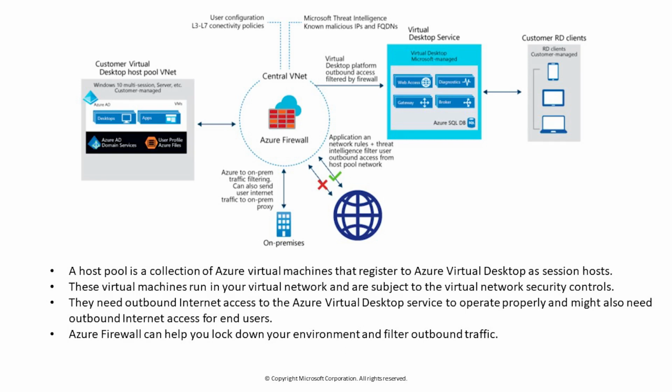Now, this particular firewall is also being configured in cloud. It's again a PaaS service, and it does require a dedicated subnet. And the good part is the user configures the L3, L7 connectivity policies. It can be beneficial in terms of Microsoft threat intelligence. It can identify known malicious IPs, and FQDN filtering can be done. So you've got network rules, application rules, threat rules.